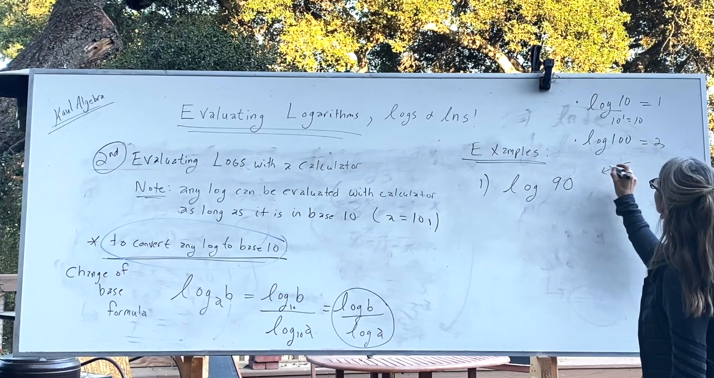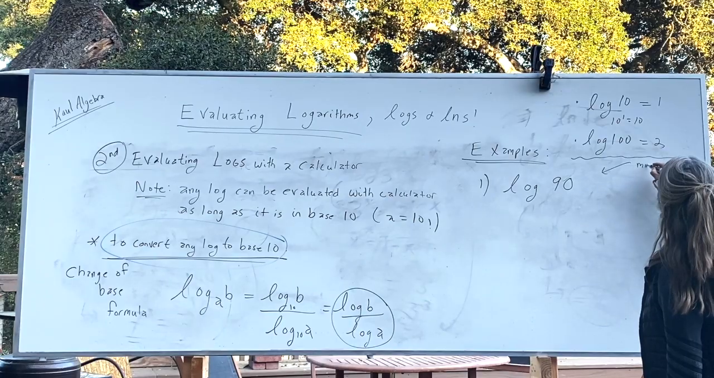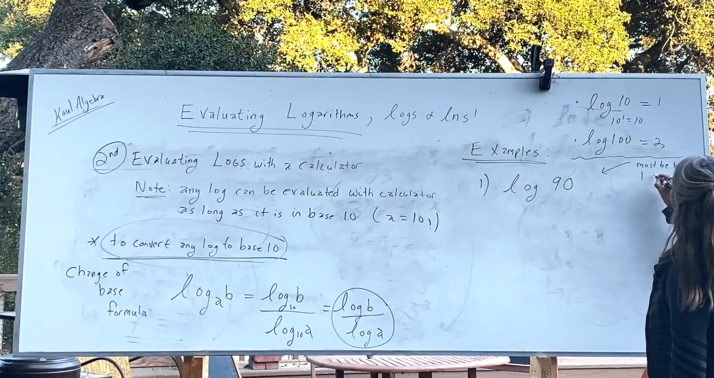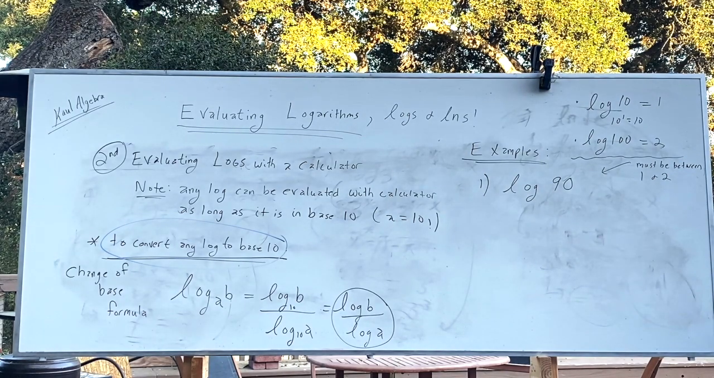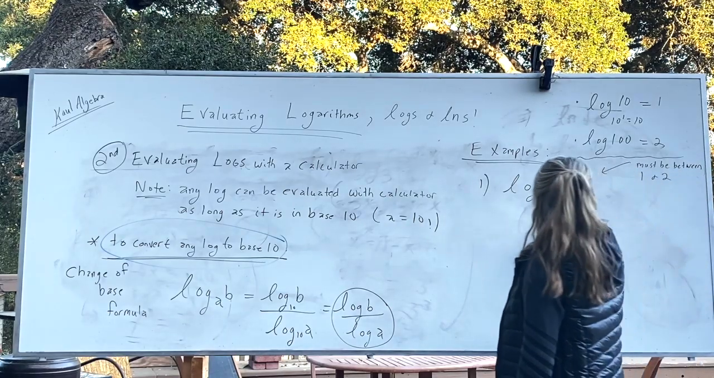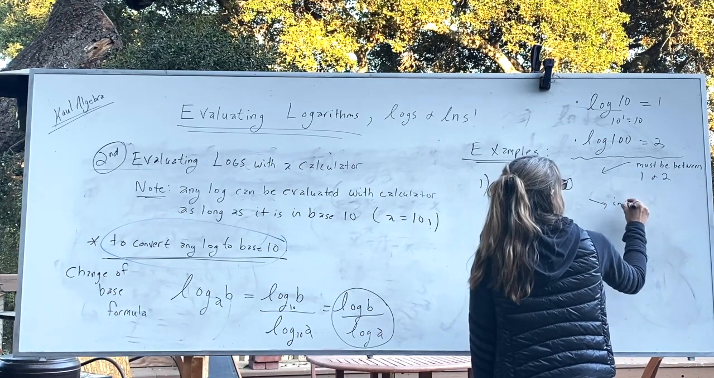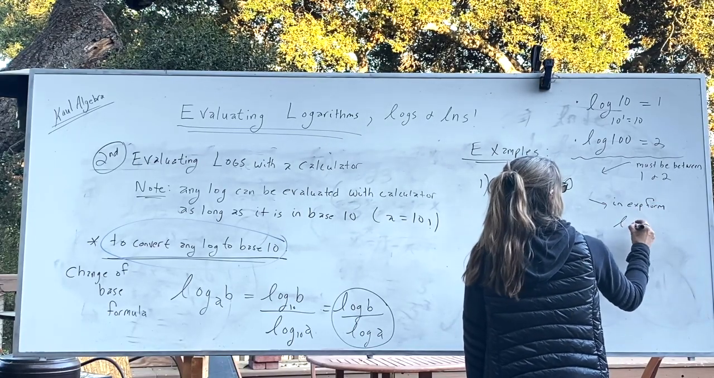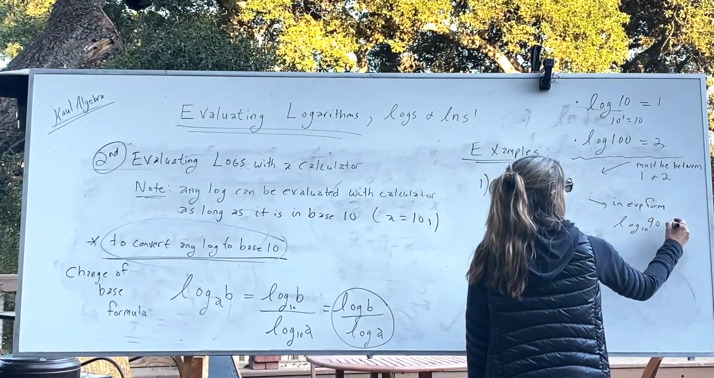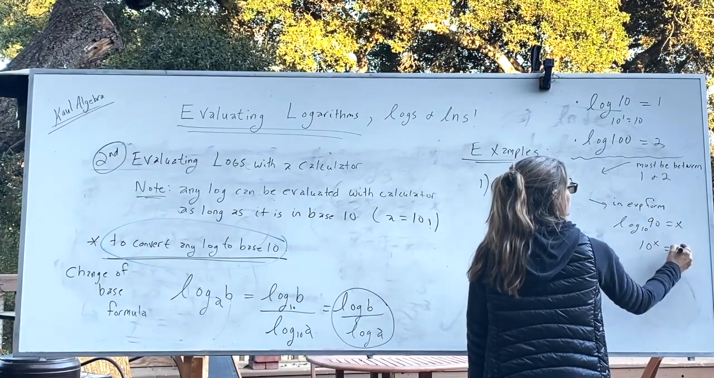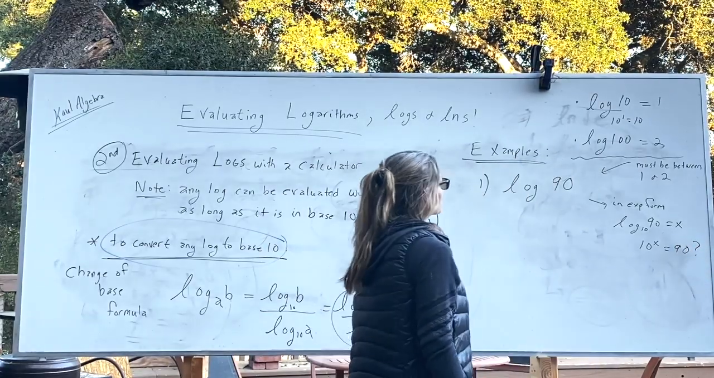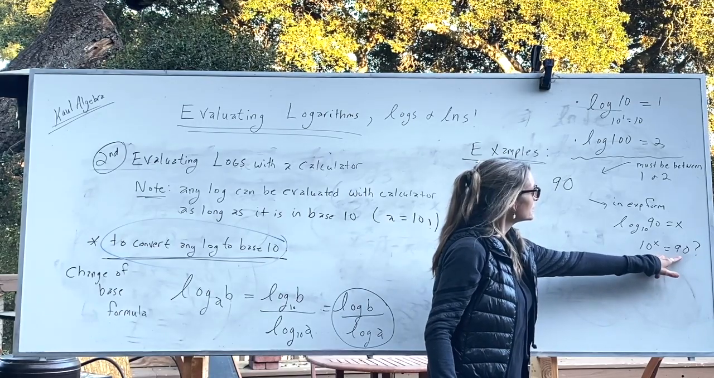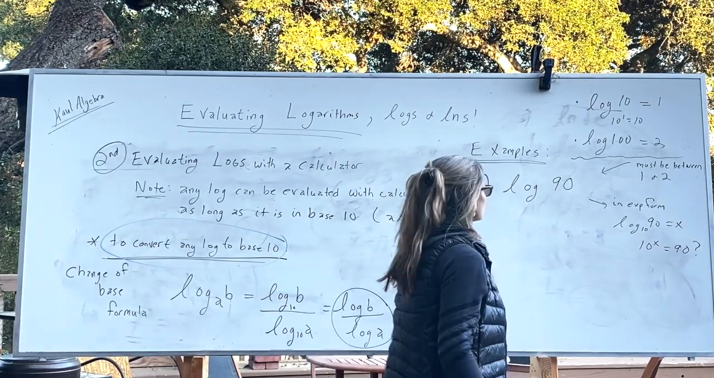So you could estimate what this value is. This must be between 1 and 2. If you were to rewrite this in exponential form, you would have log base 10 of 90 equals x, and you'd have 10 to what power gives you 90? You're going to see that you cannot make 90 in terms of base 10.